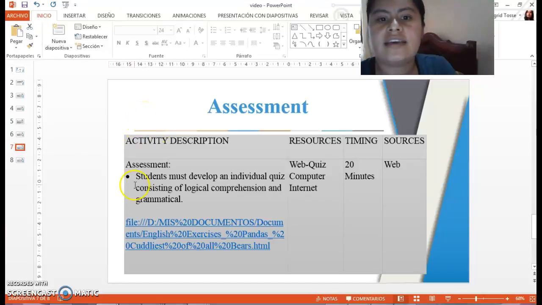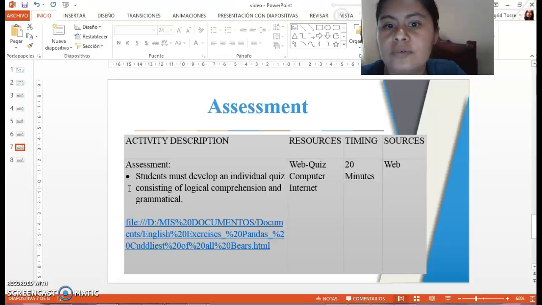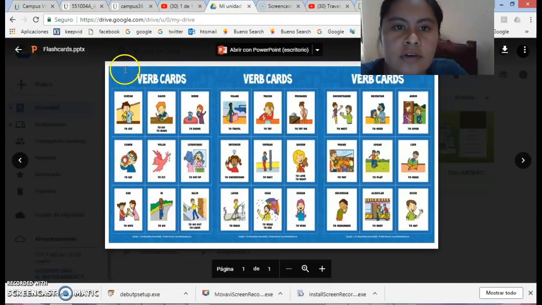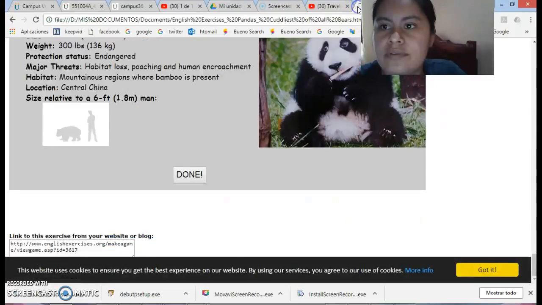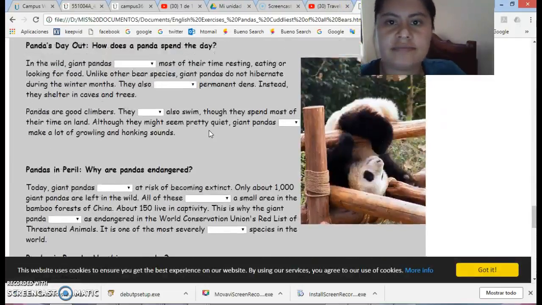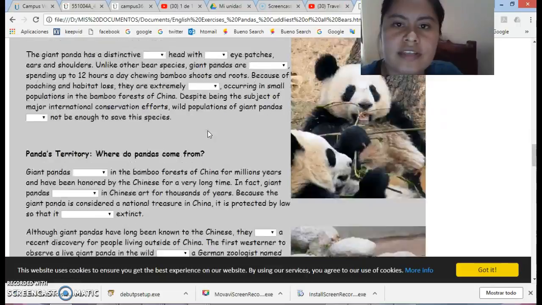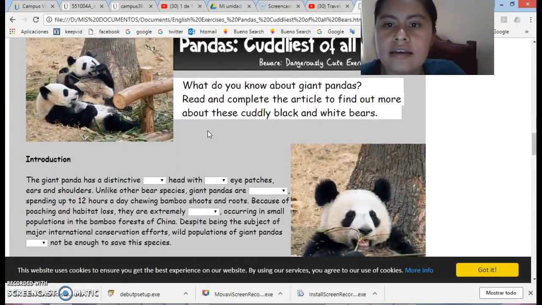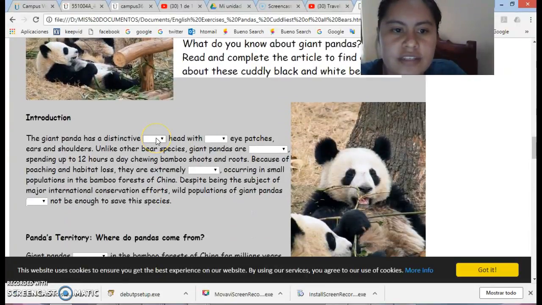The idea is that students and teachers go to the computer area to develop a web quiz. It's not complicated. The quiz, the activity is this. It's about the pandas. It's very easy. They need only comprehension and attention about the reading.